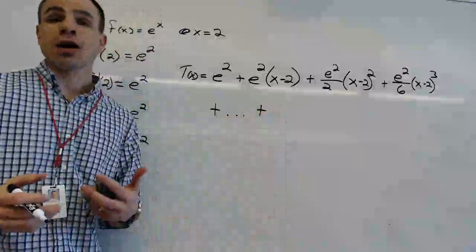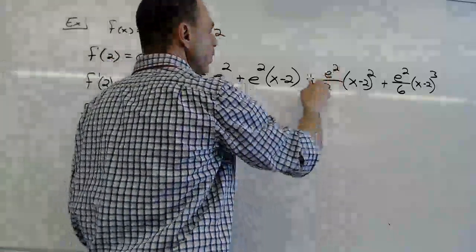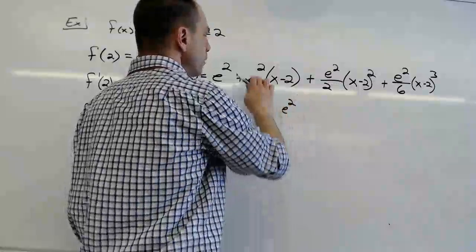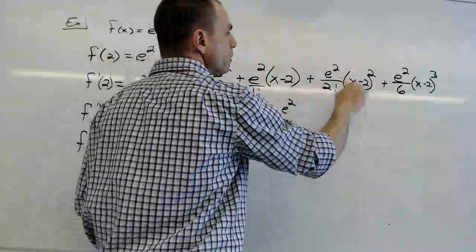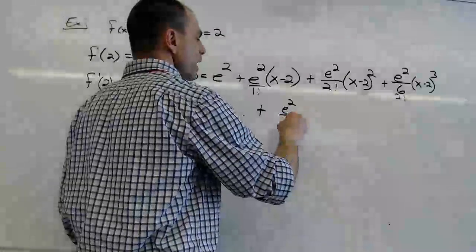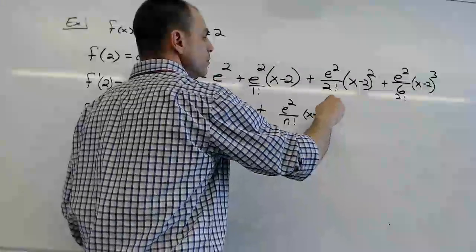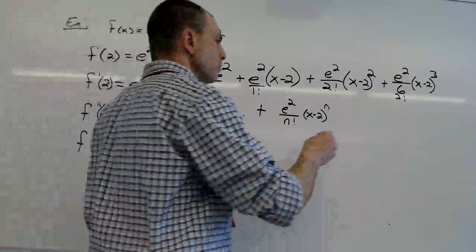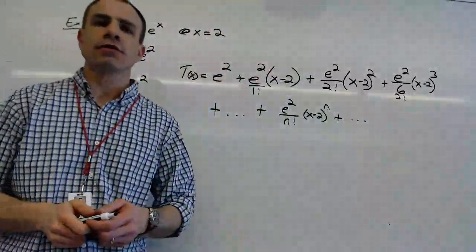And now we need our general term. So with the general term, we know that we have e squared in the numerator, because it's always there, and then we're dividing it by 1 factorial, and 2 factorial, and 6, which happens to be 3 factorial. So we're dividing it by n factorial, and we're multiplying it by x minus 2 to the nth power. All right, so there's our general term of our sequence as we move forward. All right, so there's our answer for that example.